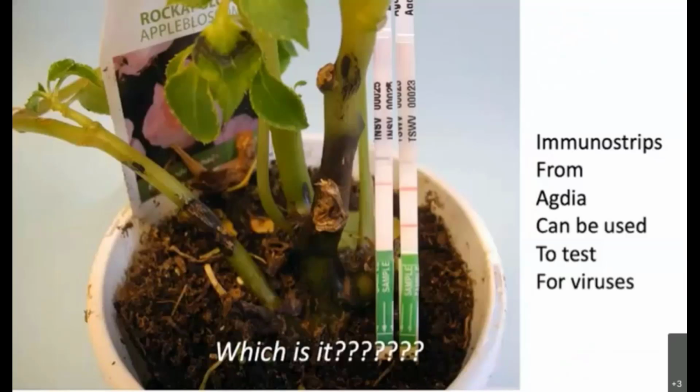And you can use the Agdia test strips, which are called ImmunoStrips, to test yourself for these viruses, or you can send samples off to a laboratory in your home state to get them identified. Here you've got symptoms of, obviously it's TSWV because that's the strip that's showing the second line. The blackening in the stems is coming from that virus infection on this Impatiens.